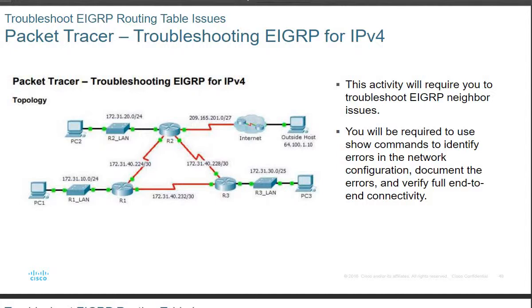Troubleshooting EIGRP Routing Table Issues: Packet Tracer, Troubleshooting EIGRP for IPv4. This activity will require you to troubleshoot EIGRP neighbor issues. You will be required to use show commands to identify errors in the network configuration, document the errors, and verify full end-to-end connectivity.